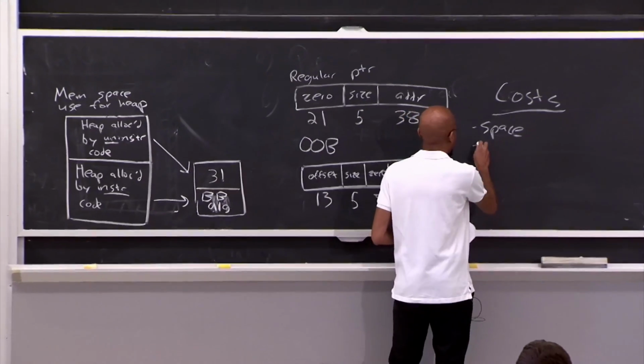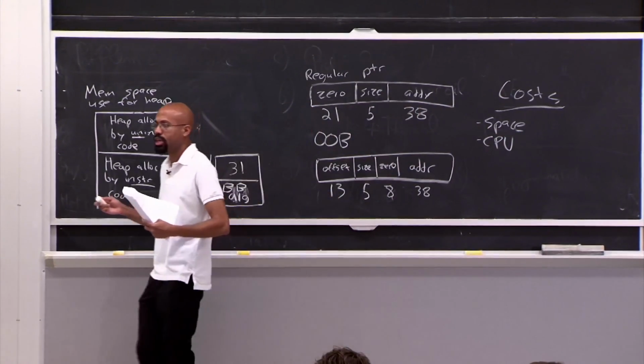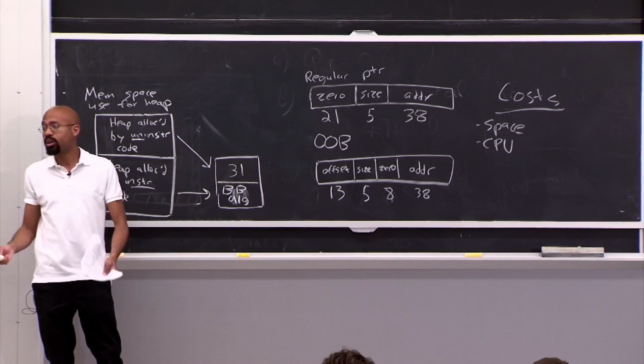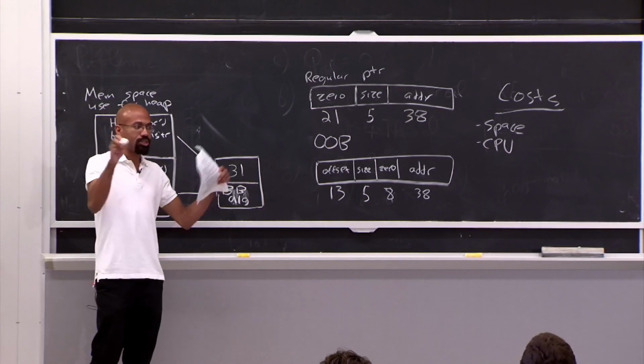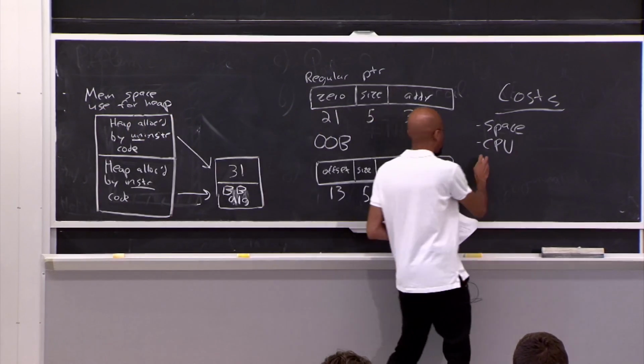You've also got the CPU overhead of doing all of the pointer instrumentation, right? For every, or close to every, pointer operation that you do, you've got to check these bounds using those shift operations and things like that. So that's going to slow your program down.